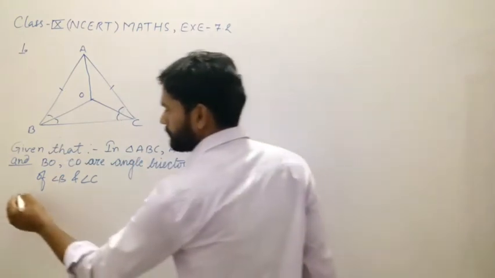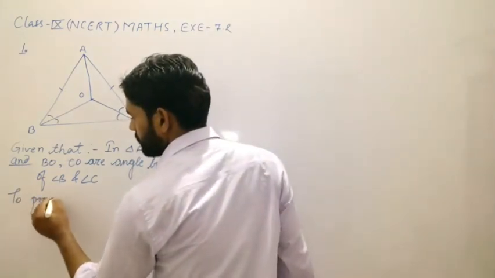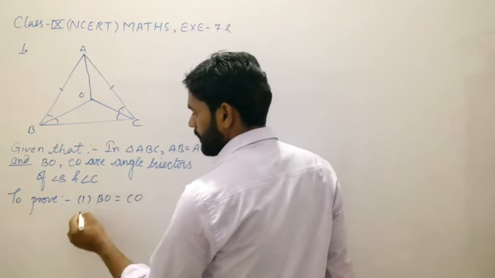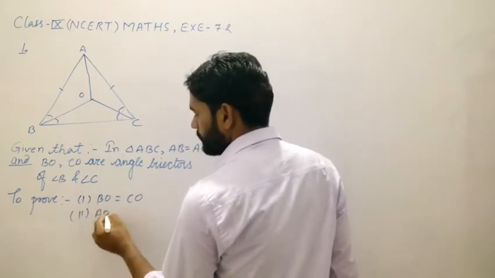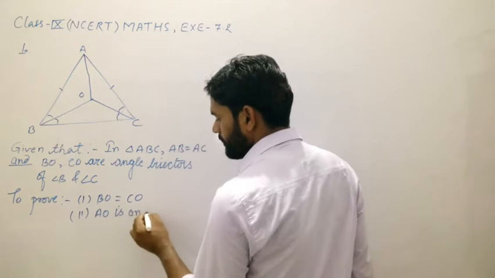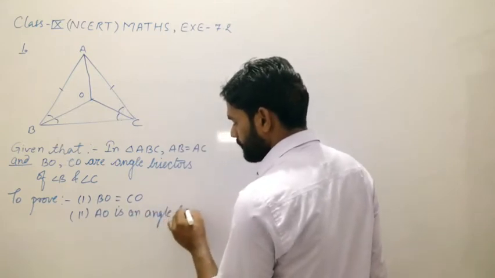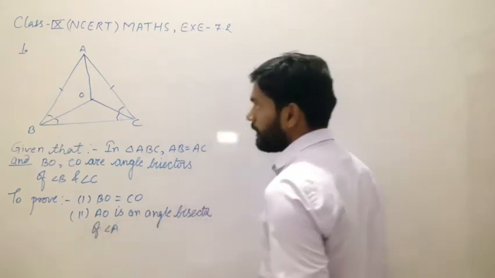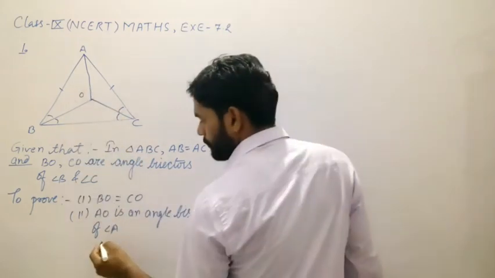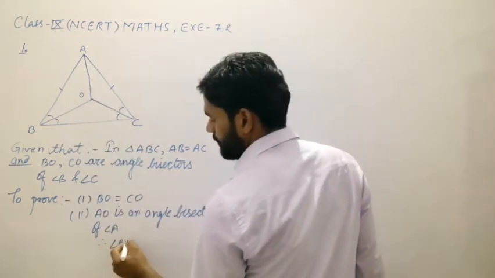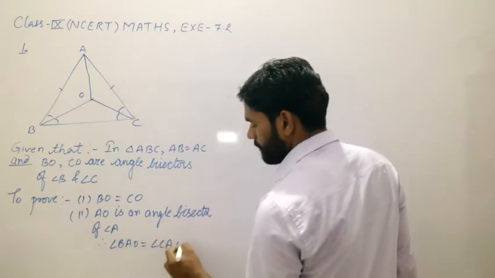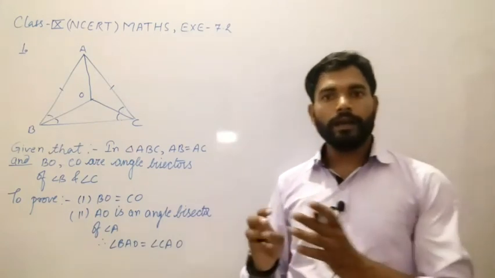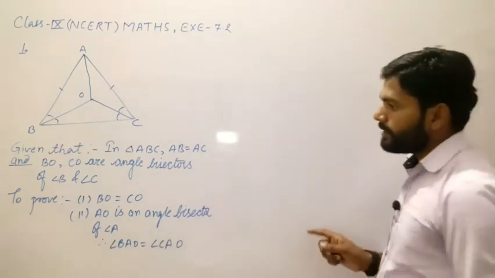Now what we have to prove? हमें प्रूव करना है फर्स्ट थिंग BO is equal to CO and second thing AO is an angle bisector of angle A. तो एंगल A का बाइसेक्टर प्रूव करना है तो हमें मीन्स ये प्रूव करना है एंगल BAO इज इक्वल टू एंगल CAO. यदि ये केस पॉसिबल होगा तो हम डायरेक्टली ये बोल देंगे कि ये एक एंगल बाइसेक्टर है. क्लियर है? सो लेट्स स्टार्ट. हाउ विल वी प्रूव इट?